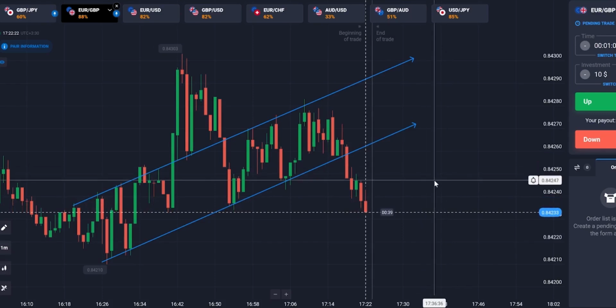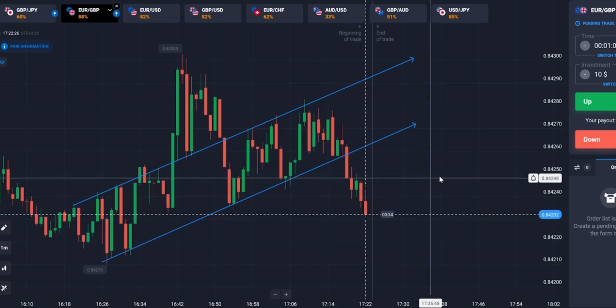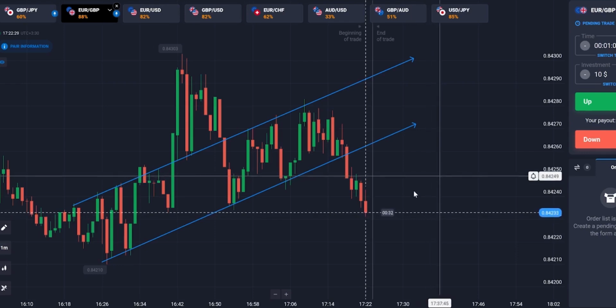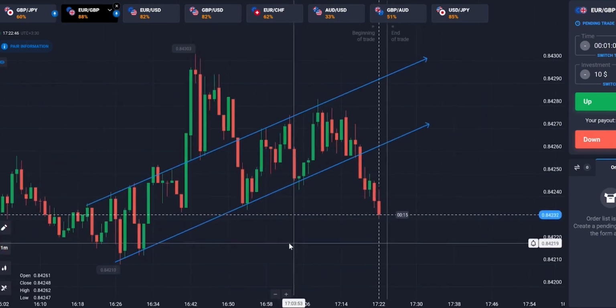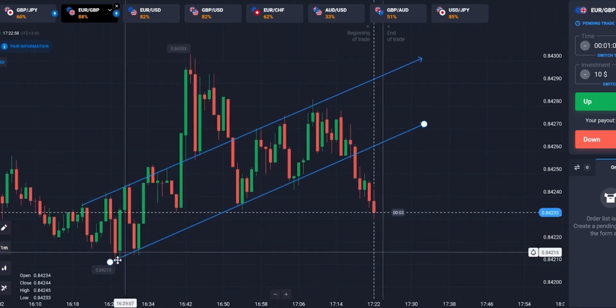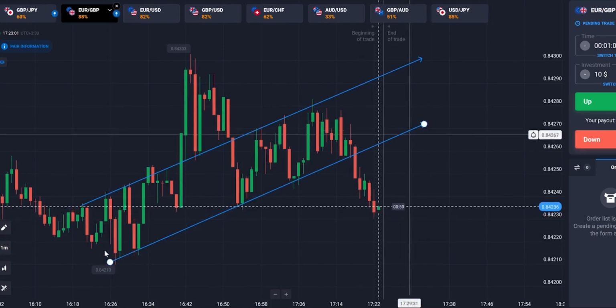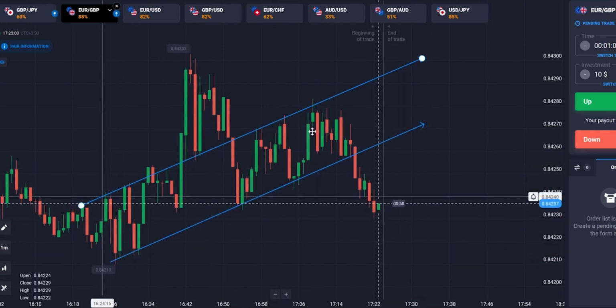Today we're going to take a few trades together on the Quotex broker chart and analyze each of them to understand the reasons behind these trades. Look friends, here I have drawn an ascending channel, meaning we see two upward trend lines, one connecting the lows and one connecting the highs.